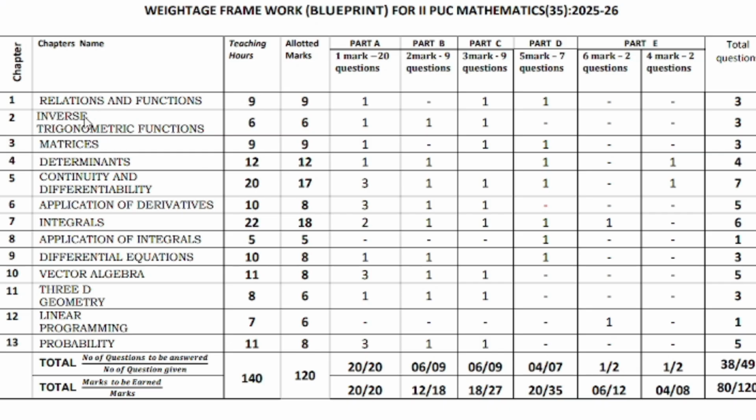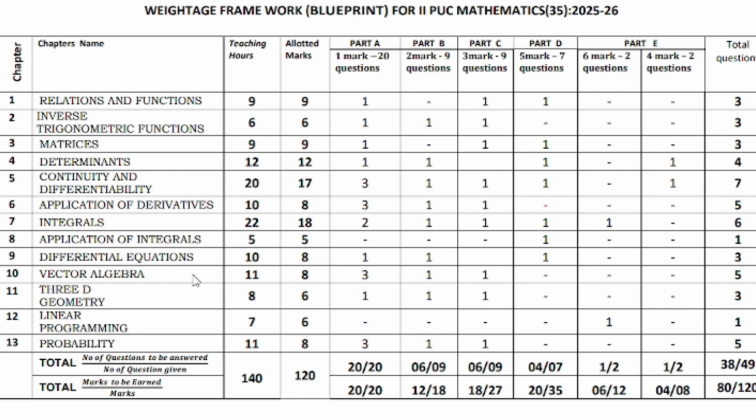As we can see here, first is relation and function. It has 9 marks, that is one MCQ, which may be either fill in the blanks or MCQ type questions, and next one 3 mark and one 7 mark question. For trigonometric and inverse trigonometric it is 6 marks, matrices is 9 marks, determinants 12, and continuity and differentiability is 17. Applications of derivatives is about 8. Integrals has the highest, that is 18, and application of integrals is 5.